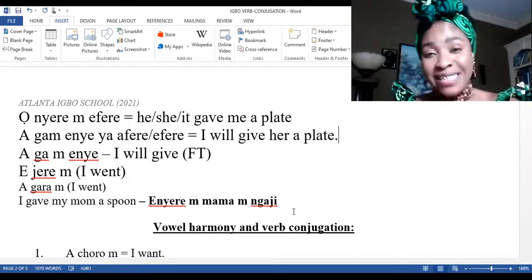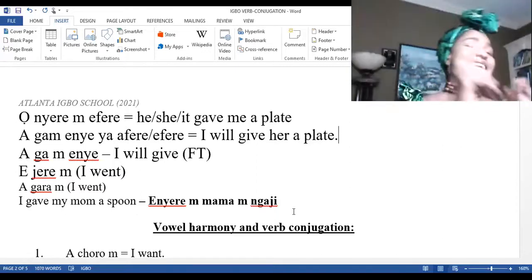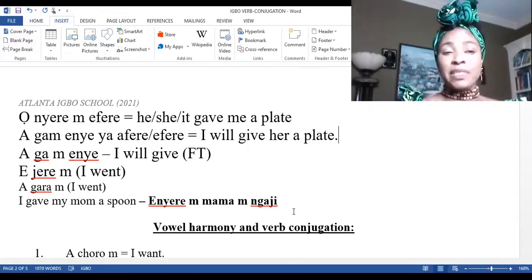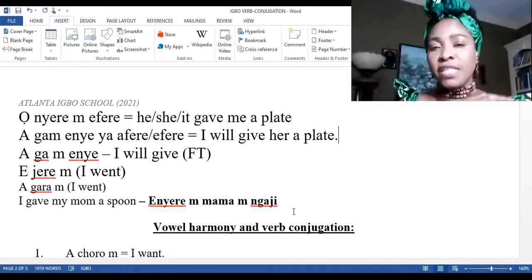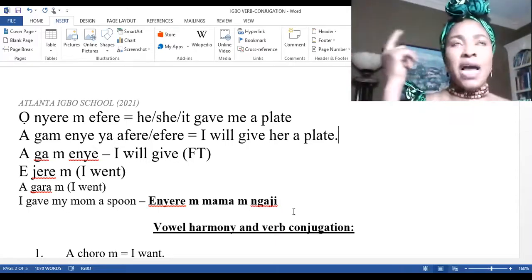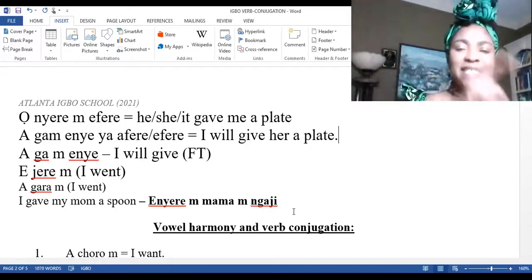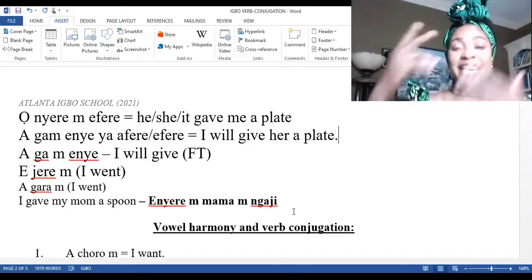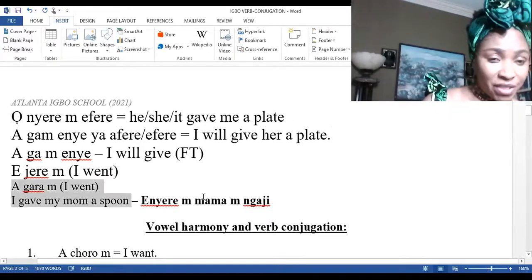Okay. Ejerem. You can also say agaram. Both of them mean I went. This is the only time you can use either one to address yourself. Something that happened in the past. I went to Ugochi's house. I went to Kosi's house. I went to Nande's house. I went in the past. This is the only time you can say either jerem or garam. All right. If you're still confused, feel free to ask me a question.